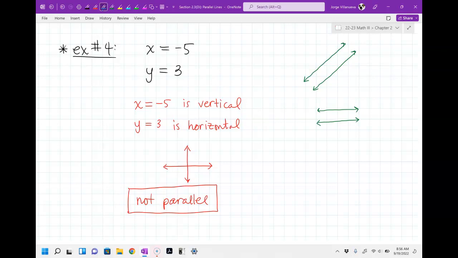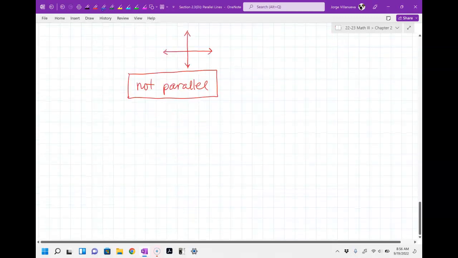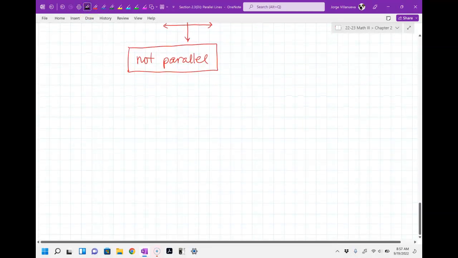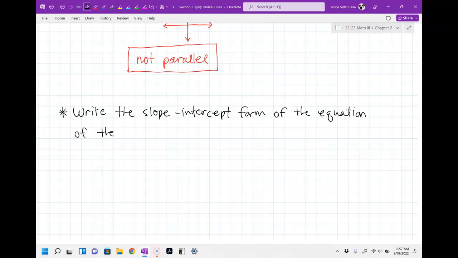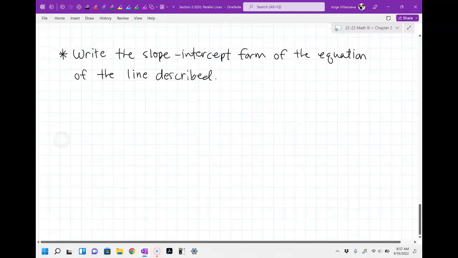Now, the last set, so like I said, I'm not going to apologize for going over 4 examples like this because these are supposed to be easier problems. I don't want to just do 1 or 2 and be like, okay, you're good, right? Let's just go over them, make sure you get them, and we move on. The last set of problems, okay, is going to say the following. Write the slope-intercept form of the equation of the line described.